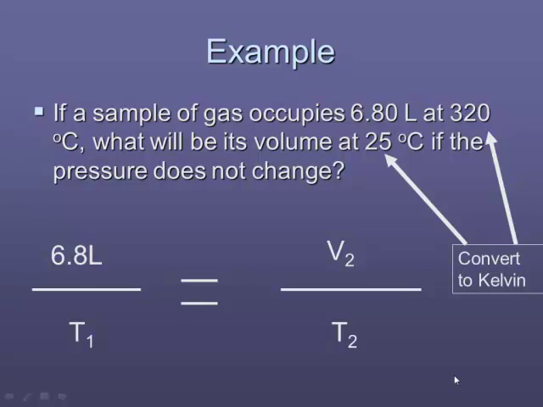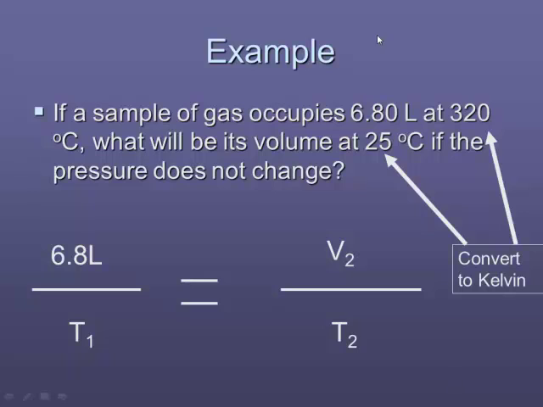And there you had a good example of this particular law. So here's a real example. If a sample of gas occupies 6.80 liters at 320 degrees Celsius, what will be its volume at 25 degrees Celsius if the pressure does not change? So you'll notice that I made you a little mental note that you can't use degrees Celsius. All right, you have to have your degrees Celsius changed into Kelvin.